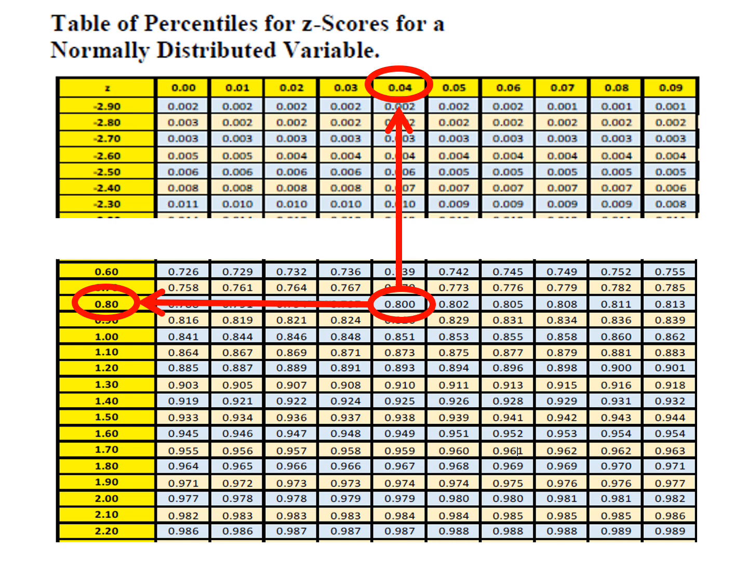Next, we draw two arrows to find the g-score that corresponds to 0.800. One arrow points to the left from 0.800. This arrow points to the number 0.80 on the left edge of the table. So this is the first part of the G-score we are looking for. The other arrow points to the top of the table. This arrow points to the number 0.04. So this is the second part of the G-score we are looking for.